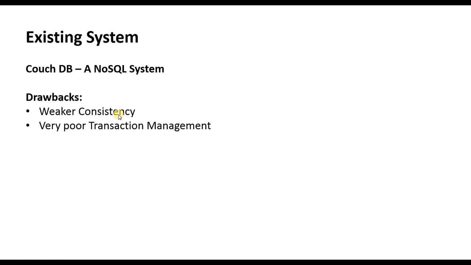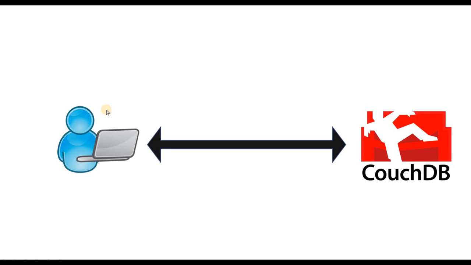The meaning of weaker consistency is this: if there are 10 queries in a transaction, and one of those queries fails in between, then it's an invalid state of the transaction that might result in inconsistency of the entries that are stored in NoSQL. So we call this weaker consistency. So we can represent the existing system like that.